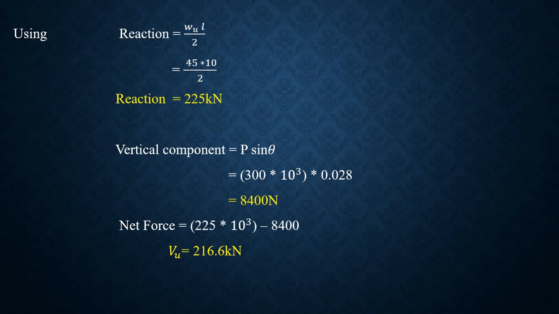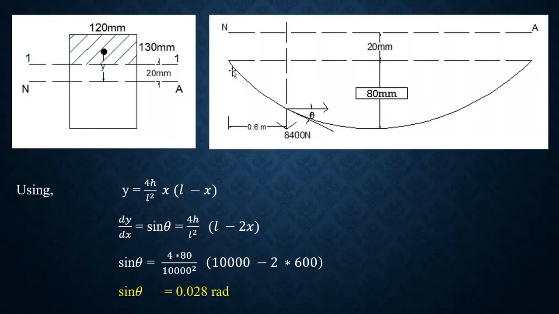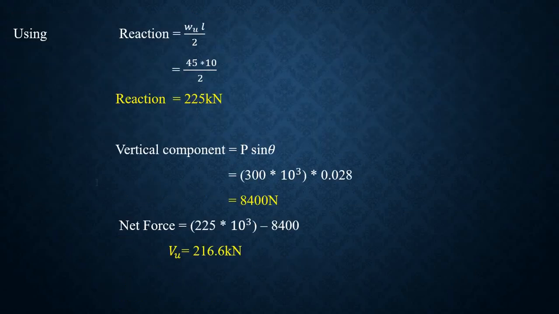45 is 30, the UDL value, into 1.5, the factor of safety for concrete. We will get the reaction at the support as 225 kilonewton. At this support, the reaction was 225 kilonewton.